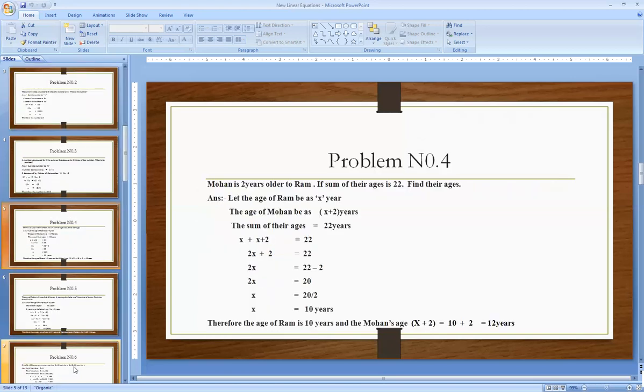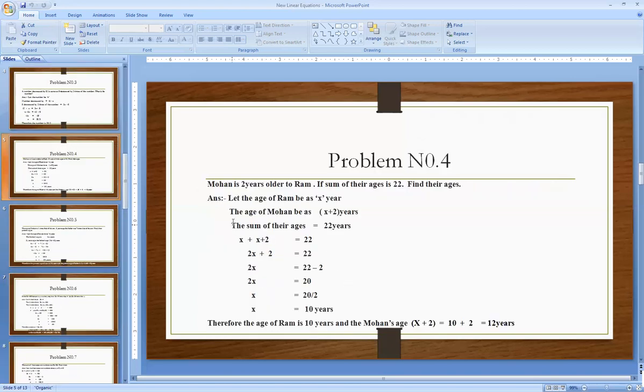And see the next question, that is the fourth question. Mohan is 2 years older to Ram. If the sum of their ages is 22, find their ages. This question belongs to the topic of olders and elders. So we know that when we say elders, it will be smaller to the olders.